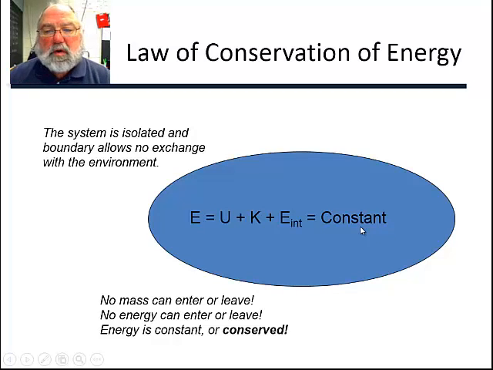Now, here is a more formal description or equation of the law of conservation of energy. We have our system depicted by this blue oval, and it says that the energy in the system is equal to the potential energy plus the kinetic energy plus the internal energy. Well, what's internal energy? We know what those other two are. Internal energy is the energy of the mass and of the thermal energy, how warm it is. So we have to take that into account as well. Okay, so for our system, no mass can enter or leave, no energy can enter or leave, and then the energy of the system is conserved. That's one of the basic laws of the universe.